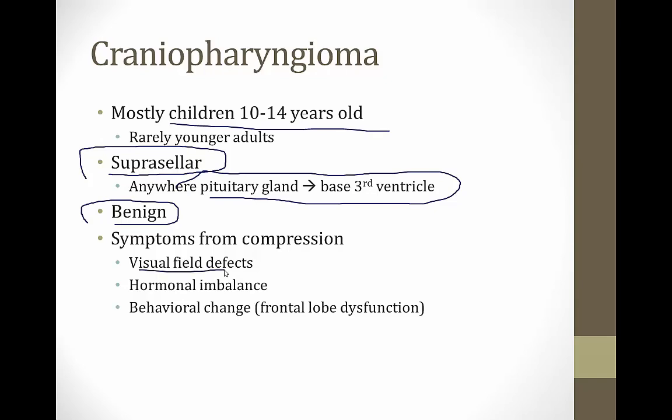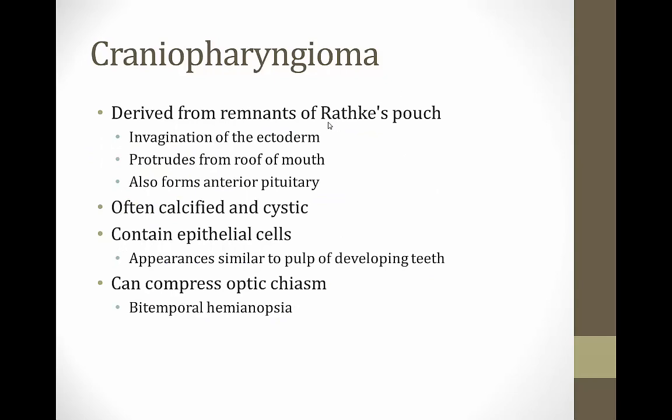So they can give visual field defects, they can interrupt the function of the pituitary gland, causing hormonal imbalance, and they can cause behavioral changes if they affect the frontal lobe. It's high yield to know that they derive from remnants of Rathke's pouch. So what is Rathke's pouch? It's an invagination of the ectoderm that occurs in the developing embryo, and it protrudes from the roof of the mouth and goes on to form the pituitary gland. And that's part of how you can remember that these occur in the area of the pituitary gland.